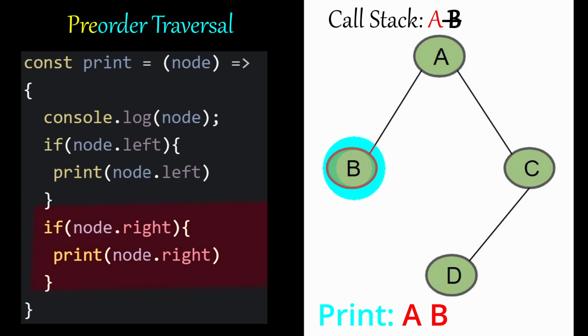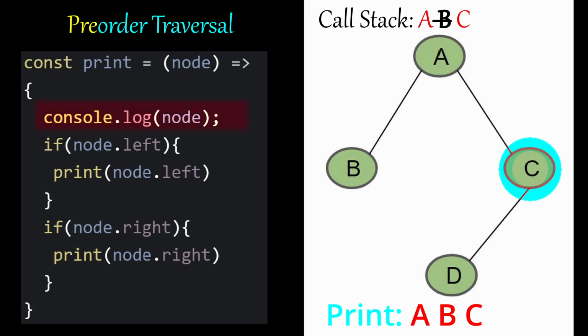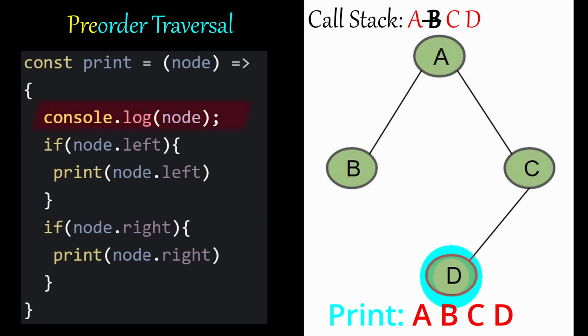The right child of node A is node C, so we print the value of node C and call the same function on its left child if it exists. The left child of node C is node D, so we print node D and call the function on the left and right child of node D if they exist. But node D has no children, so we call the function on the right node of node C if it exists. But then again, it doesn't exist.